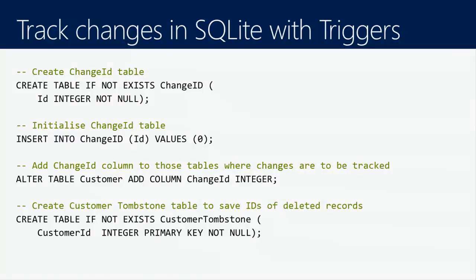And then on the tables that you want to track changes, you just need to add a column to it, which you can do on the fly like this: alter table customer add column change ID integer, which is going to be used as a flag to flag any records that have been inserted or updated. And then we also need to keep track of any records that get deleted. So we need another table called table name tombstone, which is going to just store the primary key of any records that get deleted. So that's the infrastructure side.